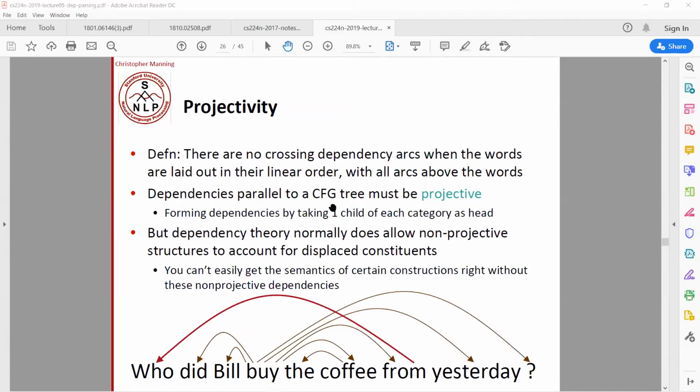Let's see, parallel to the CFG tree. I think the CFG tree is the thing we're going to talk about in a later chapter, so I'm not going to worry about that. It does allow non-projective structures, which you can't easily get. So all he's saying here is that, yeah, sometimes arrows have to cross.